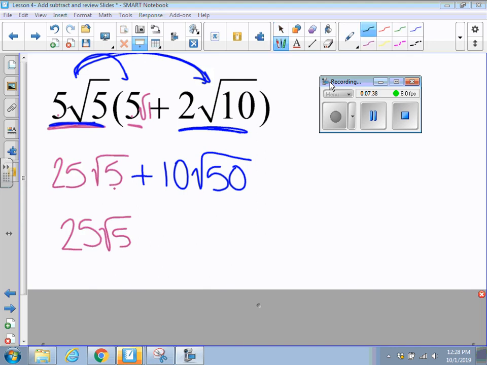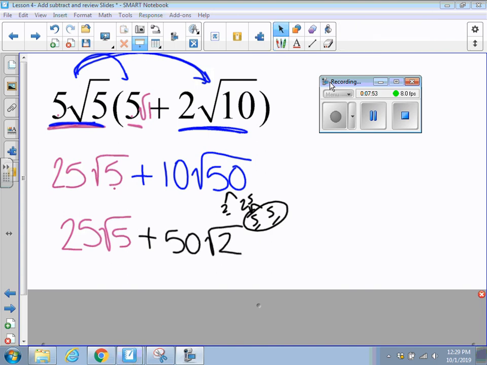Now 10 square root of 50. Well, 50 can be broken down to 2 and 25, 5 and 5. I see a pair of 5, so that's going to come out. I'm going to multiply it by that positive 10 to get a positive 50, and then I'm left with the square root of 2. Now I've simplified, and now I'm going to combine like terms, but I noticed these aren't like terms. 25 square root of 5 plus 50 square root of 2, those aren't alike, so we are done.